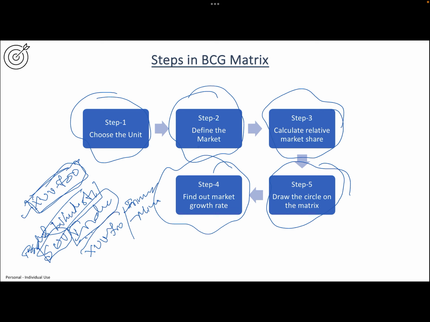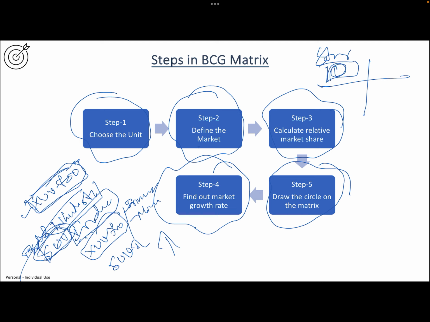Calculate what the market share of the XUV 700 is, and then find out how the SUV market is growing. The SUV market is growing fast, and Mahindra also has a higher share in it. So this falls under Star. Then mark it in a circle. This is how we have to do BCG matrix analysis.